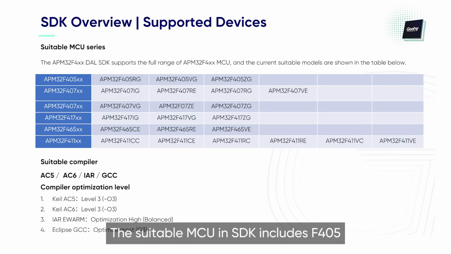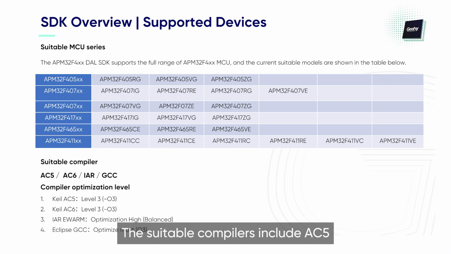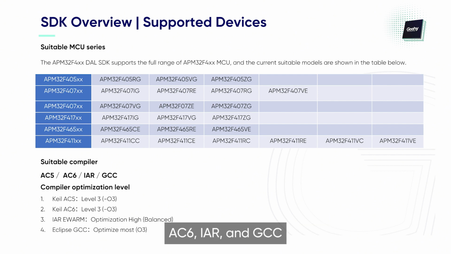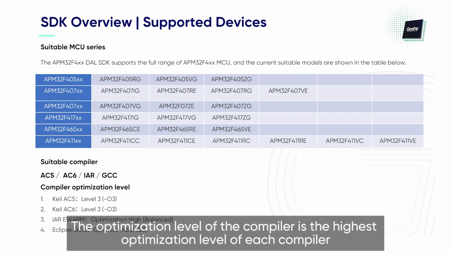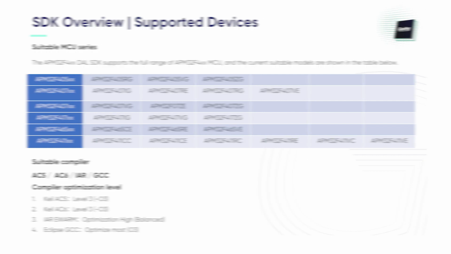The suitable MCUs in the SDK include F405, F407, F417, F465, and F411. The suitable compilers include AC5, AC6, IAR, and GCC. The optimization level of the compiler is the highest optimization level of each compiler. AC5 is level 3, and AC6 is also level 3.